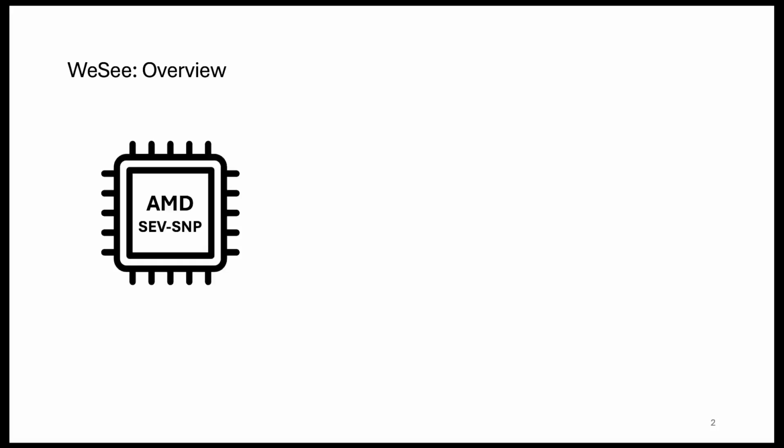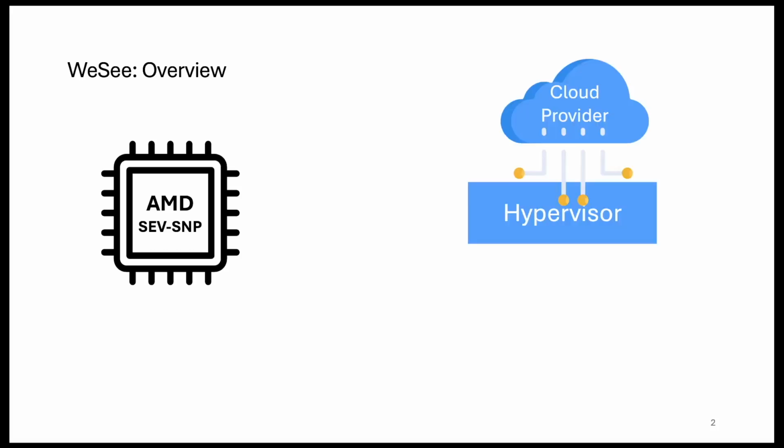So to get started, let's look at a quick overview of our attack. We attack AMD SEV SNP, which is the latest and most secure generation of AMD processors. We mount our attacks on an AMD SEV SNP VM that is managed by the cloud service provider's hypervisor. Crucially, for our attack, the hypervisor is responsible for interrupt management of the VM, which means that the hypervisor can inject interrupts into the VM at any point during its operation.